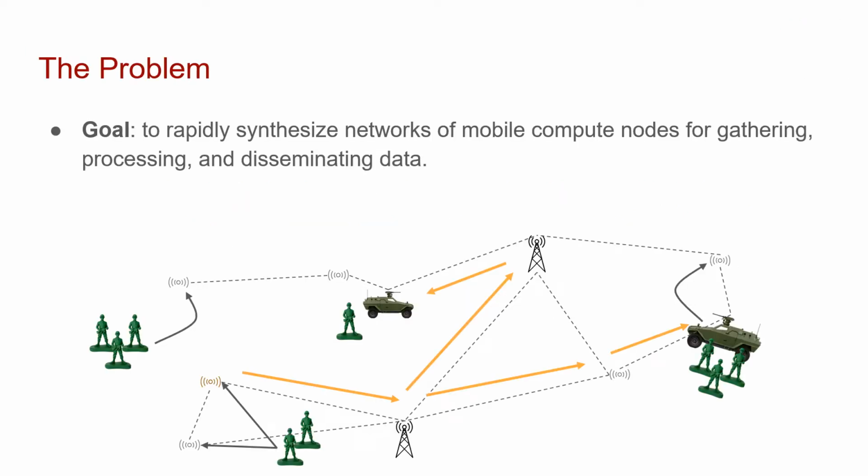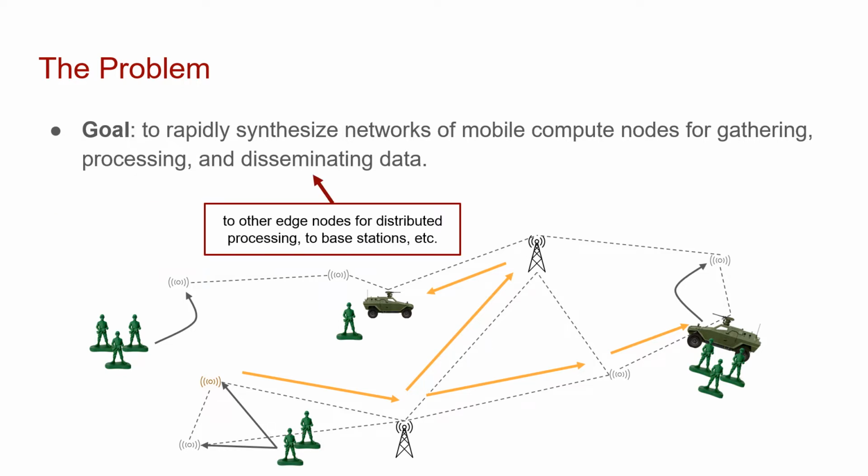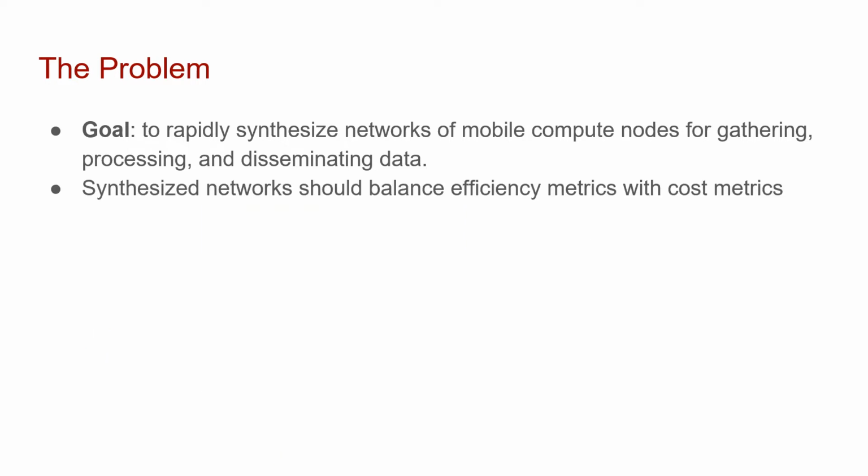Modern tactical operations require the ability to rapidly synthesize networks of mobile compute nodes for gathering data through IoT sensors and monitors, processing it either at base stations or at mobile compute nodes closer to the edge, and finally, disseminating both raw and processed data to other nodes in the network. Since we cannot hope to deploy sensors and compute nodes everywhere, synthesized networks must effectively balance efficiency and cost.